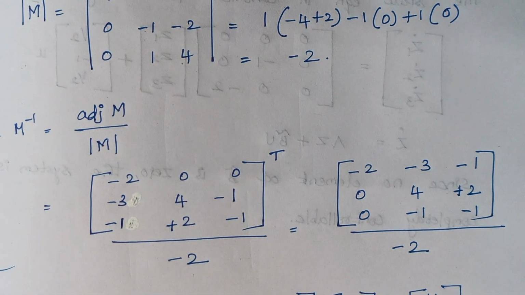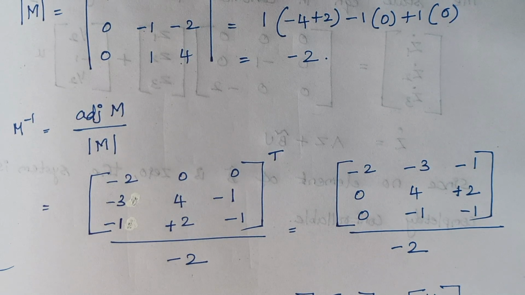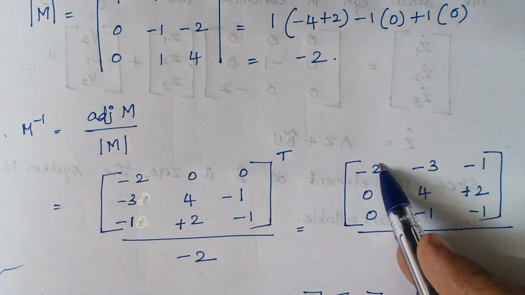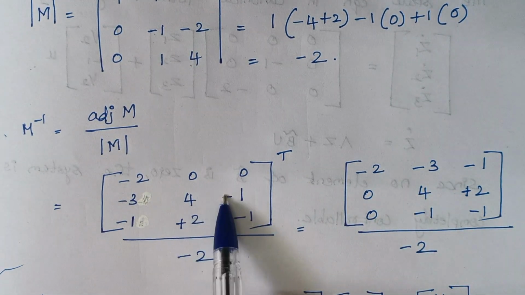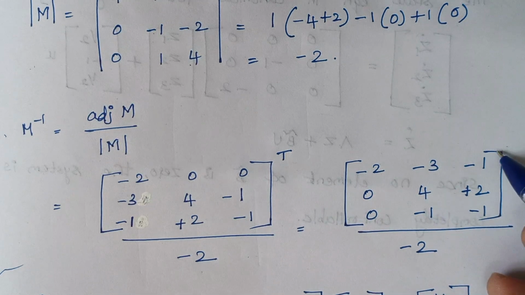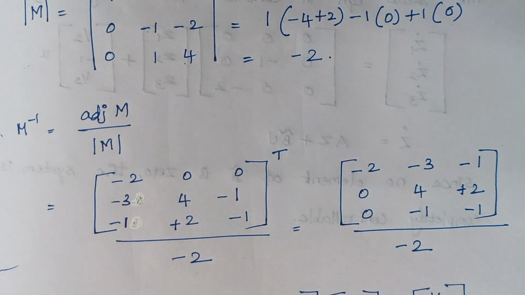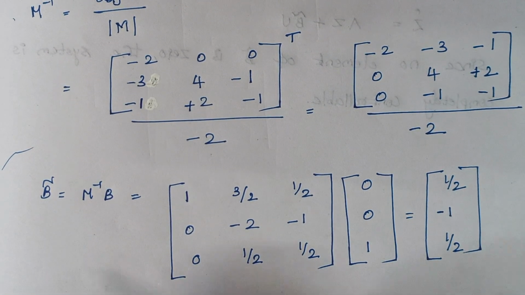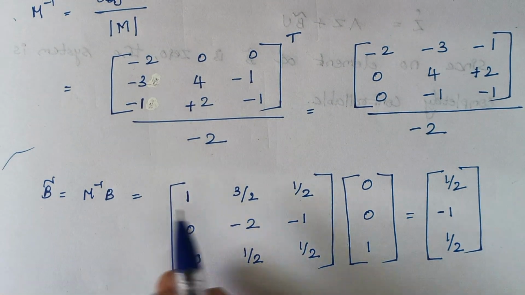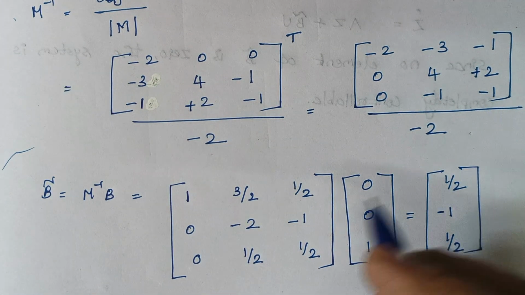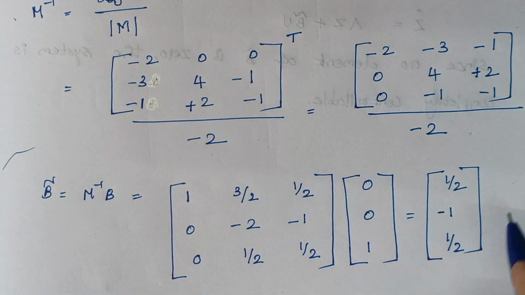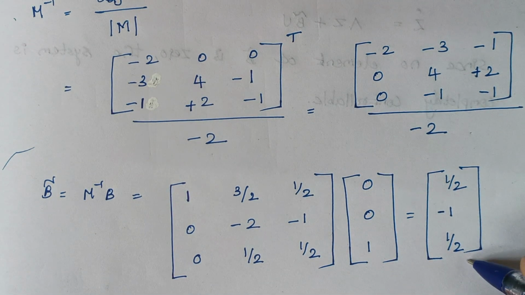So now we are proceeding with a transpose. What is meant by transpose? Rows are converted into columns. That's it. So here you see minus 2, 0, 0. This row becomes this column, and similarly this row becomes the second column and this row becomes your third column. The next thing is we are calculating B cap. So B cap is given by M inverse of B. This M inverse gets multiplied with this B matrix. So when you multiply, we end up with the answer like this: 1 by 2, minus 1 and again 1 by 2.